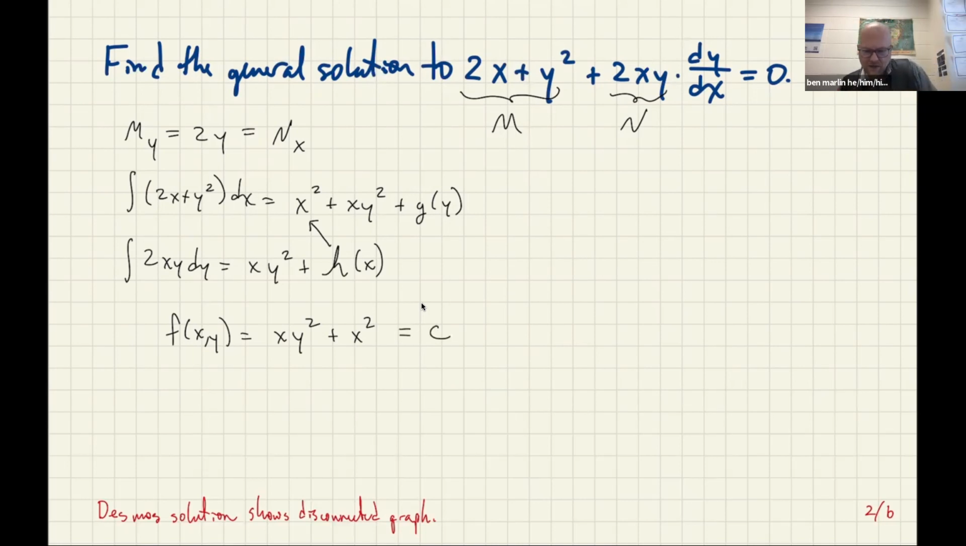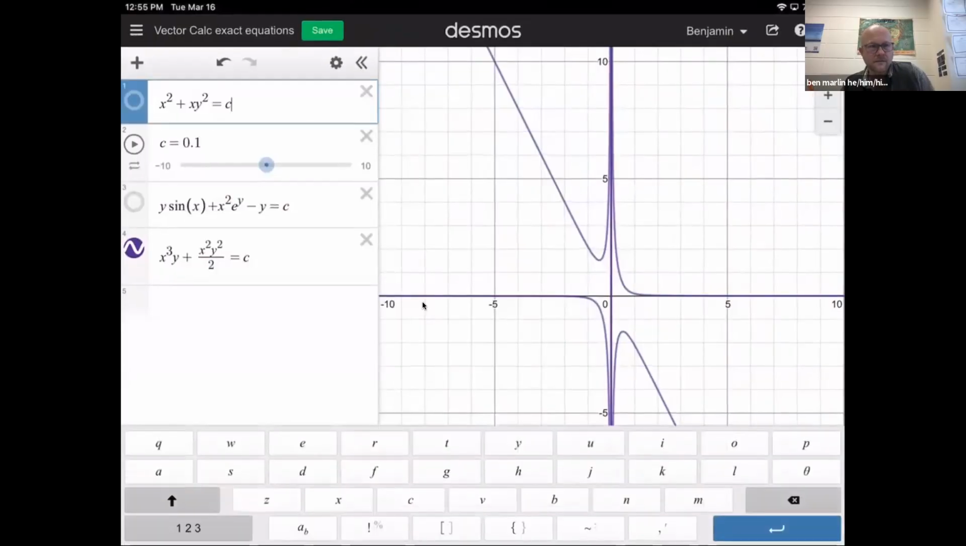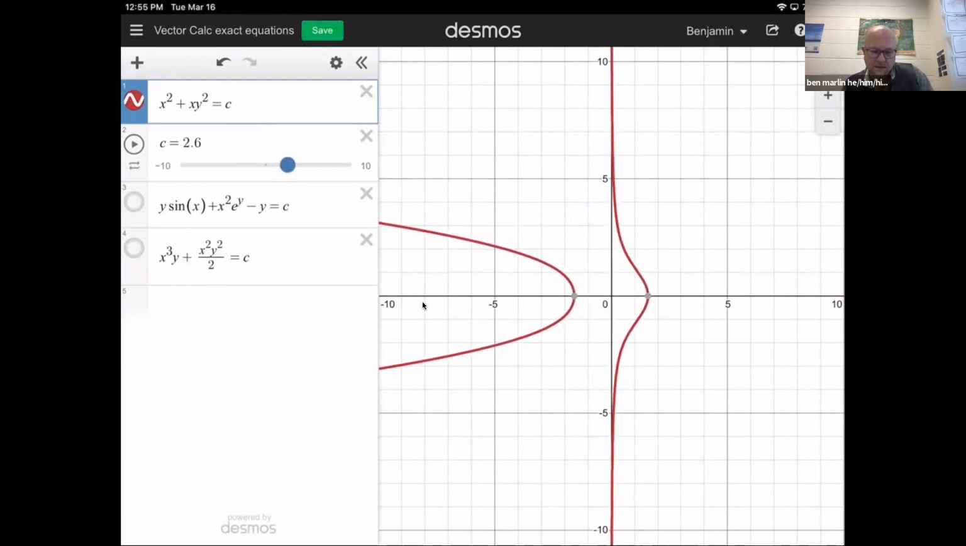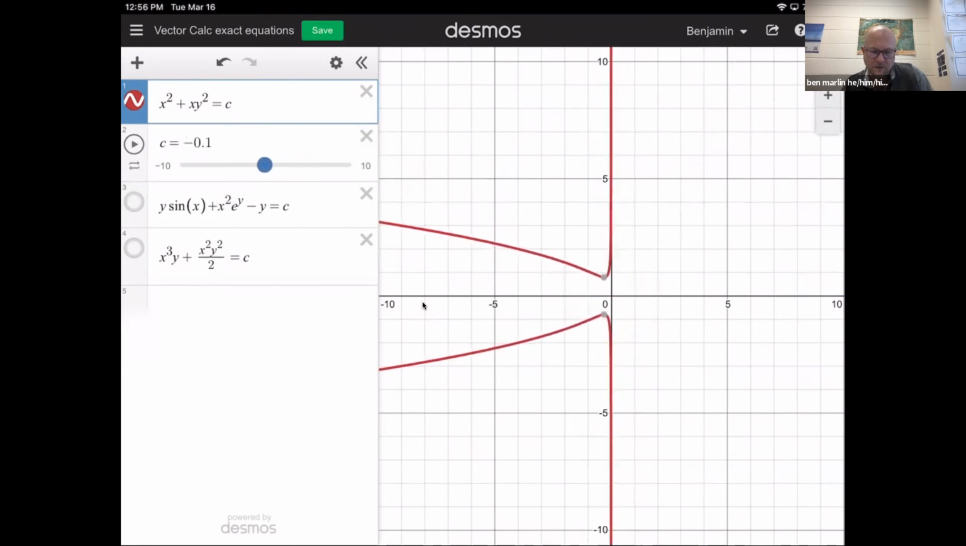And I think I went ahead and put this on Desmos already. If I didn't, this may get a little bit slow. Let's see. And so here we've got the x plus xy squared on there. And I've put a c value in so that we can do some manipulation of it.